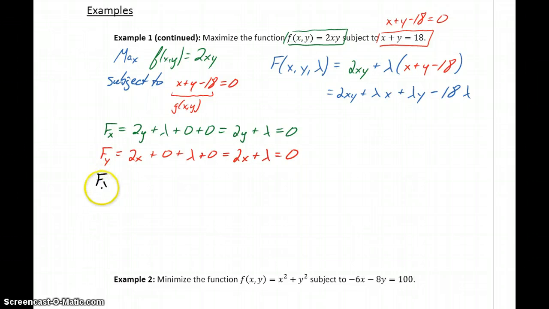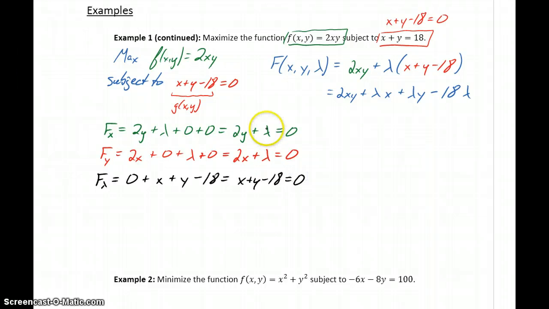And then we'll find the derivative with respect to lambda. So again, we treat lambda as a variable just like we would x or y. So the derivative of the first term would be 0, since there is no lambda variable, plus x plus y minus 18, and we set that equal to 0. So this gives us a system of three equations with three different variables to solve.